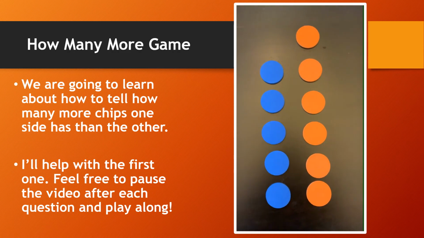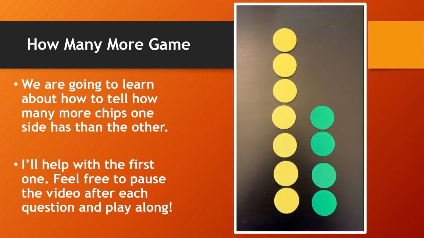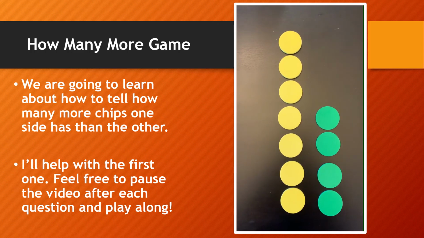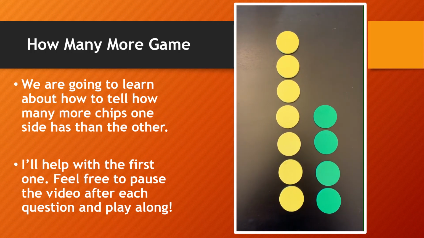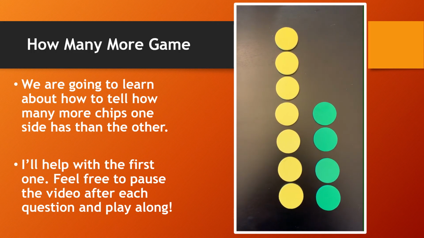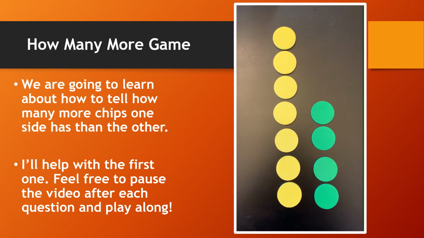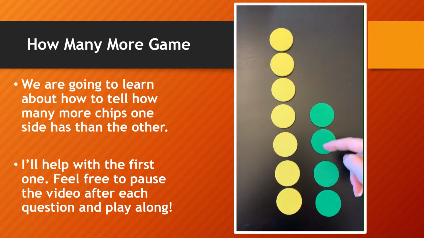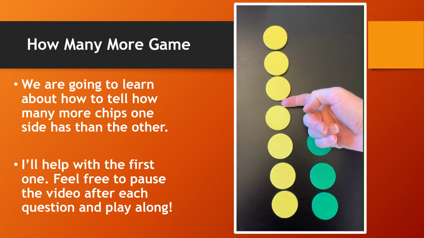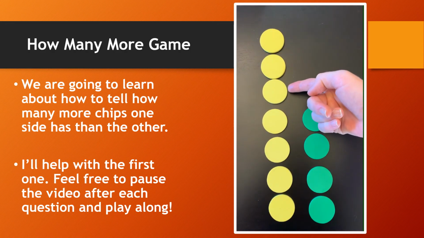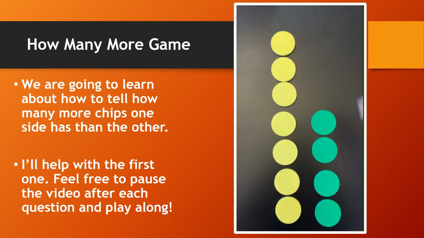Here's the next challenge. How many more chips does the yellow side have than the green side? Pause the video and tell me. You are correct if you said the yellow side has 3 more. You can see they both have 4, which stops right there. And then the yellow side has 1, 2, 3 more.